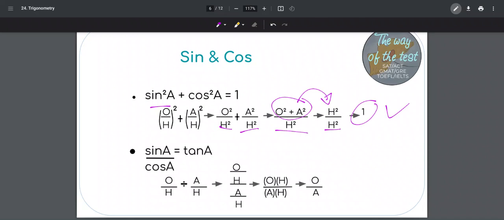In the case of sine divided by cosine, again, sine is O over H, cosine is A over H, so I divide O over H divided by A over H. I do extremes and middles, so O times H divided by A times H.